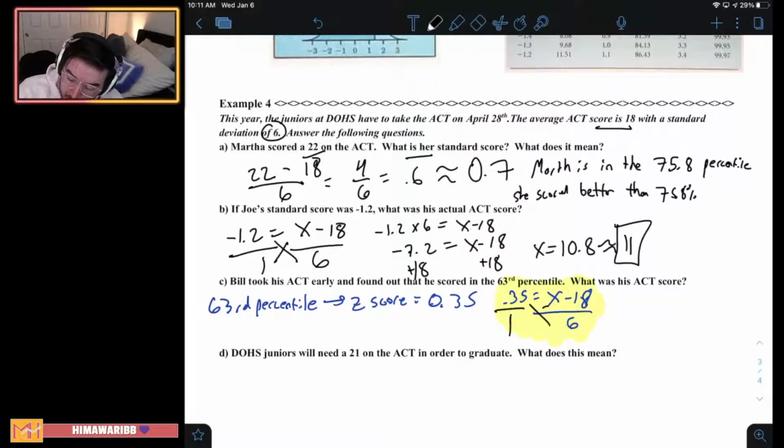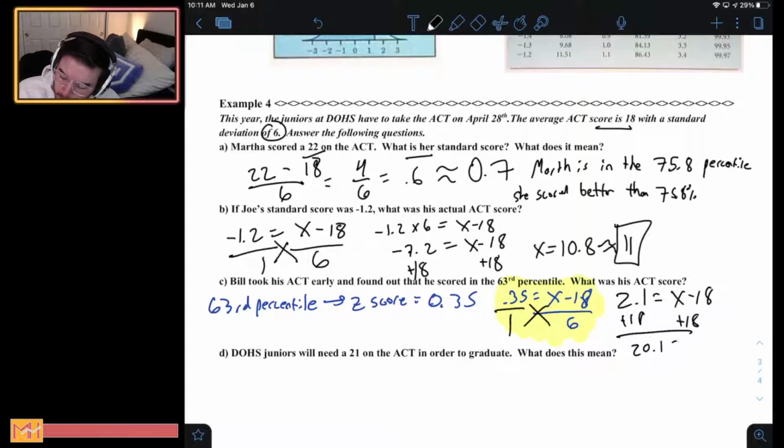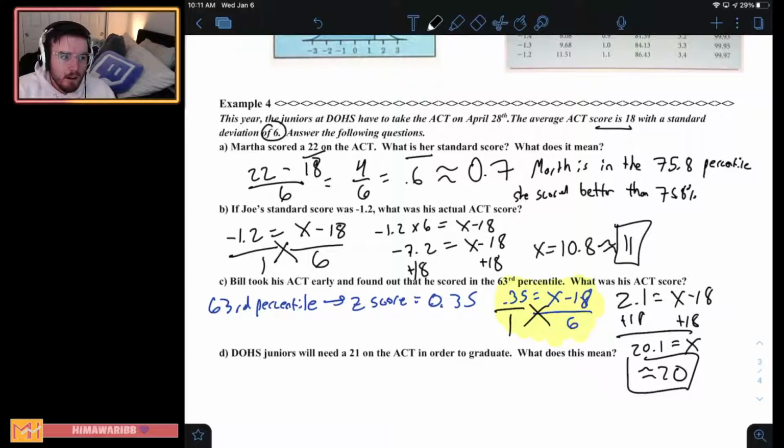If we cross multiply and solve just like above, 6 times 0.35 is 2.1, and then x minus 18. Add the 18 over, and you get 20.1. Well, you can't get a 20.1, so we'll say he had approximately a score of 20 on the ACT.